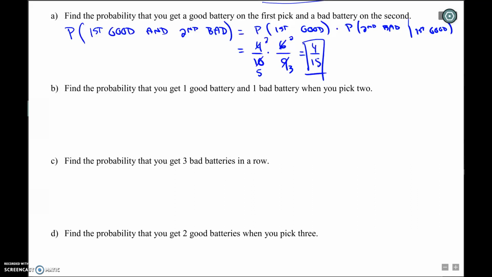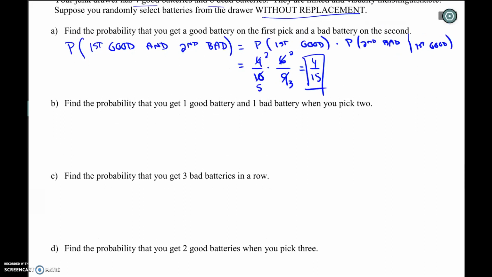Part B, find the probability that you get 1 good battery and 1 bad battery when you pick 2. Okay, so this is different than the first one. For the first one, I had to get a good one on the first pick and a bad one on the second one. This one just says you got to get a good and then you got to get a bad. Doesn't really matter what order you get them in, okay?